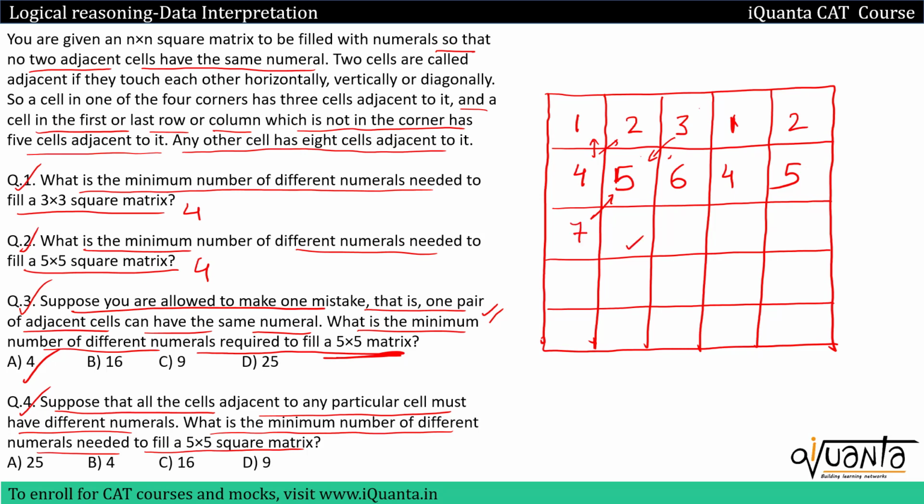Then in this cell, can I use 1? No, because then 4 will have the same numerals adjacent to it. Can I put 2? No. 3? No. 4? No. 5? No. 6? No. 7? No. 8. So we'll use 8. Similarly, we'll use 9 over here.